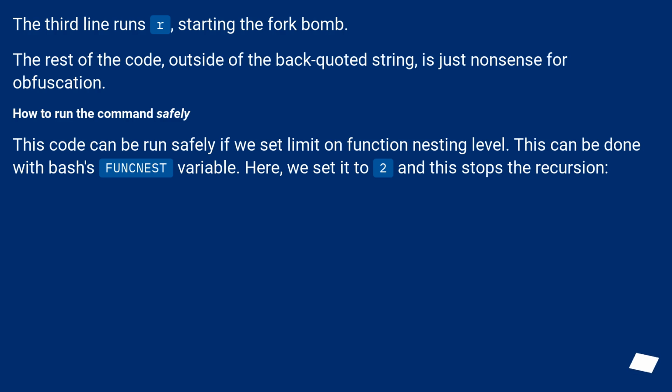How to run the command safely? This code can be run safely if we set a limit on function nesting level. This can be done with bash's FUNCNEST variable. Here, we set it to 2 and this stops the recursion.